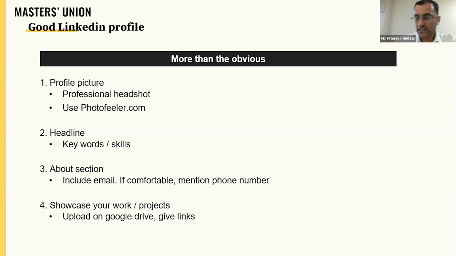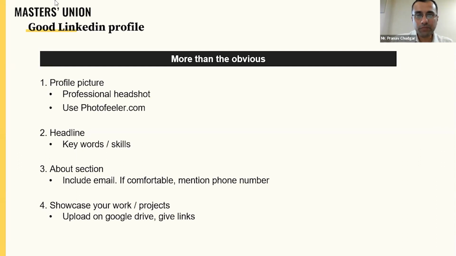There is a headline section. So write your keywords, write your skills. There is an about section. Write what you are, who you are. That's something where, when you go in an interview, a typical question that an interviewer asks is, tell me about yourself. So this about section in LinkedIn is that tell me about yourself, an elevator pitch, 30 seconds to communicate to someone who you are and what you do.